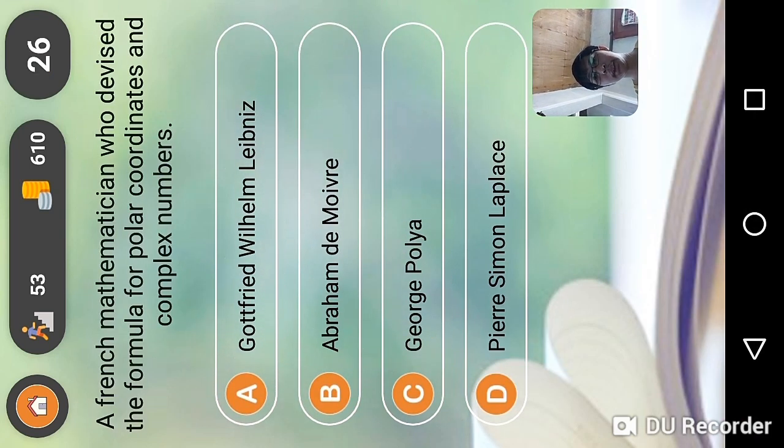A French mathematician who devised the formula for polar coordinates and complex numbers. Abraham.